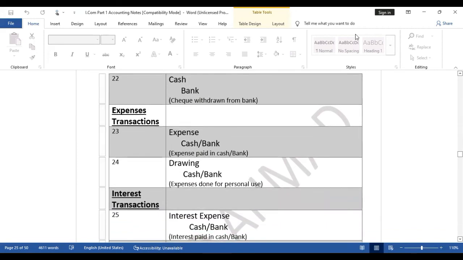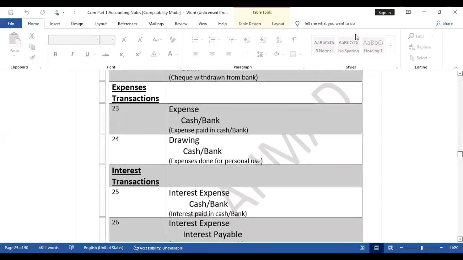Now move to the expense nature transactions. Expense debit, cash credit when any expense is paid in the form of cash. Expenses done for personal use: if the owner withdraws some money from the business and incurs any expense that relates to his personal life, not related to the business, then the entry will be drawing debit, cash credit.